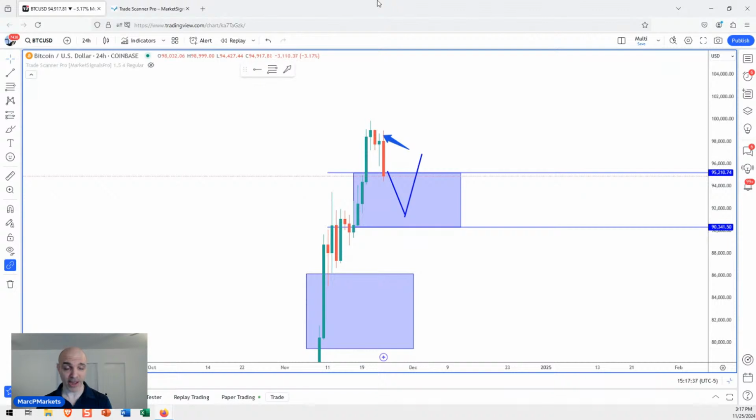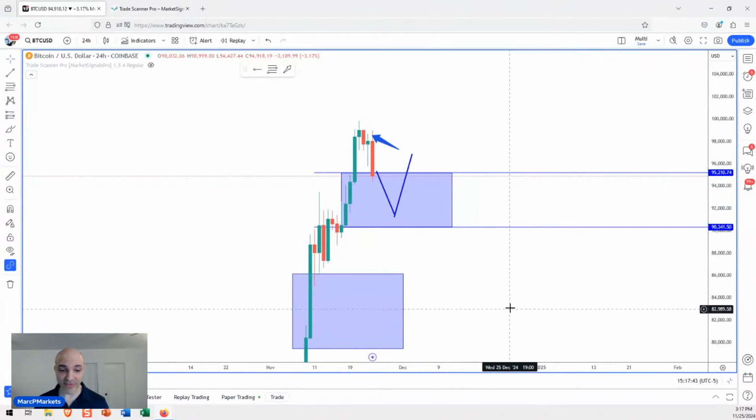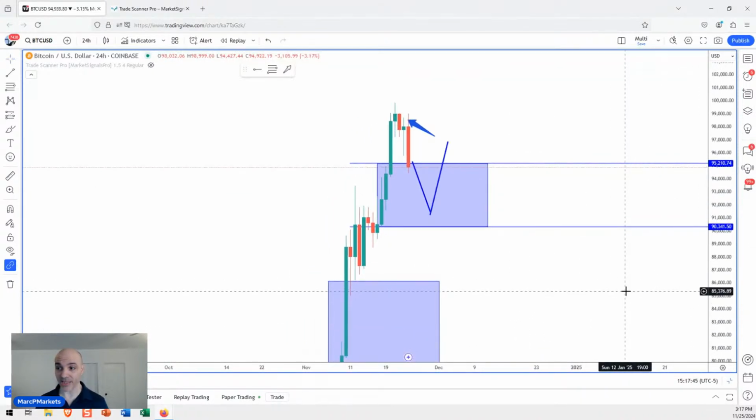This is nothing, by the way. Bitcoin has not begun to pull back yet. We're minus 3,000 on the day. This has not even begun to pull back yet. This is nothing. This is what I mean about risk and evaluating risk.